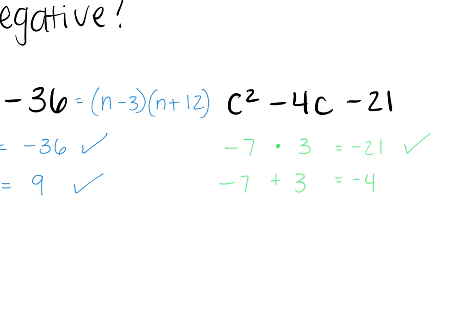And what's the difference between 7 and 3? What's the difference when you subtract them? What's 7 minus 3? 4. Just 4. Okay? Now, it has to be negative because the 7 is the bigger one. You guys with me? Okay.